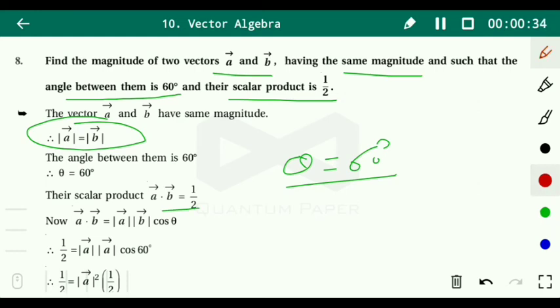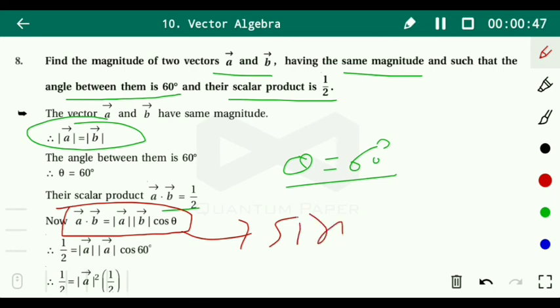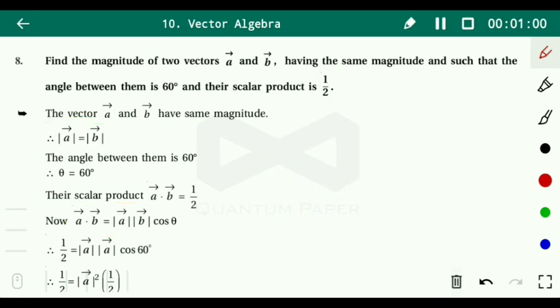Now we know that vector A dot vector B is equal to magnitude of vector A into magnitude of vector B cos theta. Yes or no? If we have to use the cross product, then we have to use sin theta instead of cos theta. Okay, so here, now put the value of vector A dot vector B, theta equal to 60 degrees, and magnitude of A equal to magnitude of B. So it gives 1/2 is equal to magnitude of A into magnitude of A into cos 60 degrees. Now we know that the value of cos 60 degrees is equal to 1 by 2.